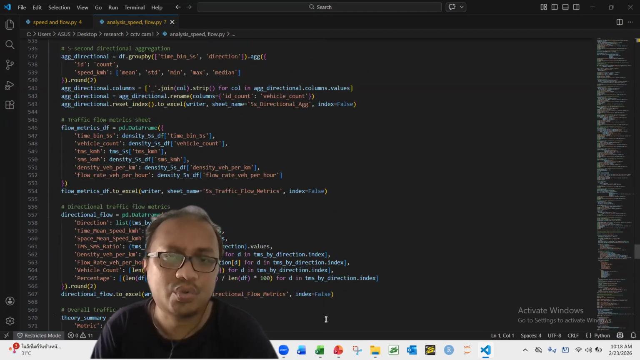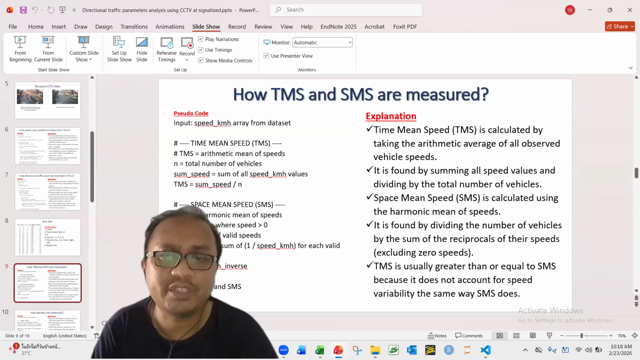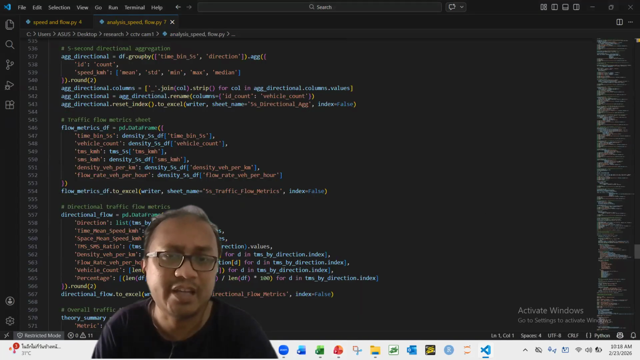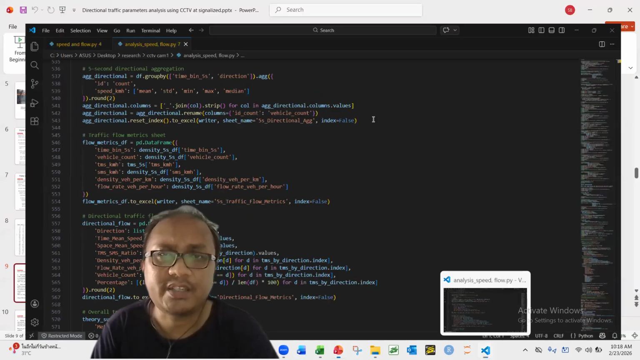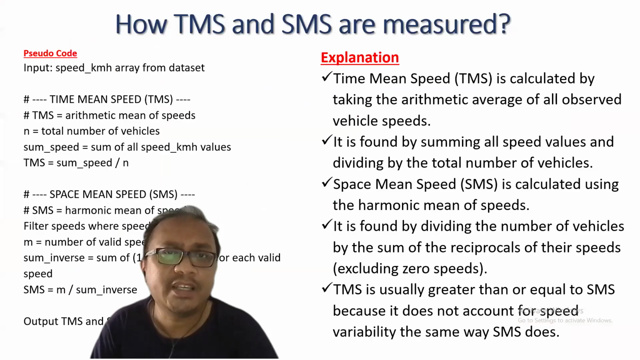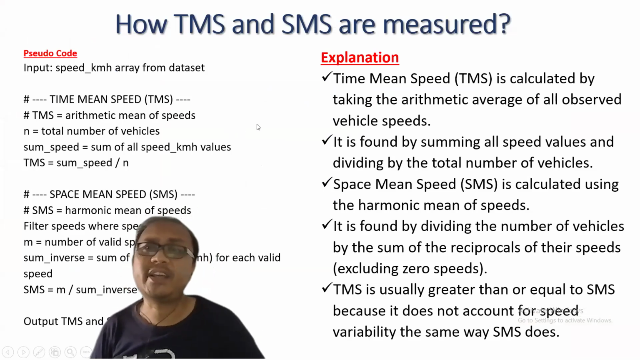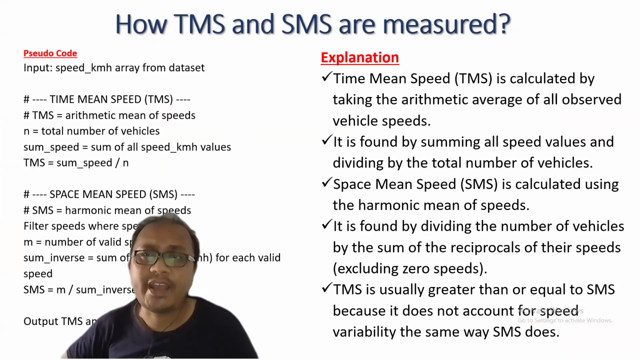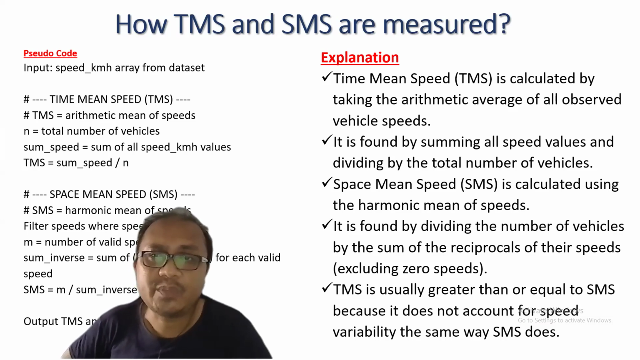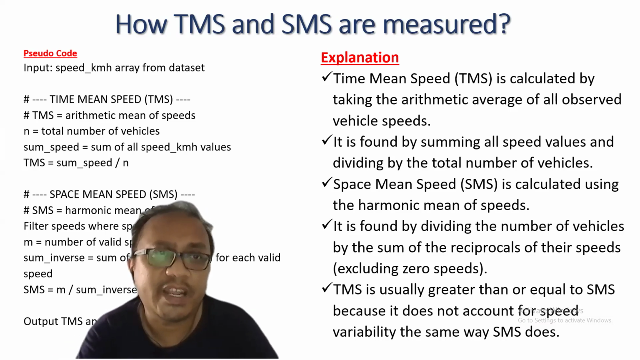One component of this code is time mean speed and space mean speed. I will describe how to calculate them. The time mean speed is calculated by the arithmetic mean of the vehicle speeds, summing the vehicle speeds divided by the number of vehicles, and our speed is the spot speed. The space mean speed is the harmonic mean of the spot speeds, that is, the number of vehicles divided by the sum of the inverse spot speeds gives us the space mean speed over here, and this is the pseudocode.